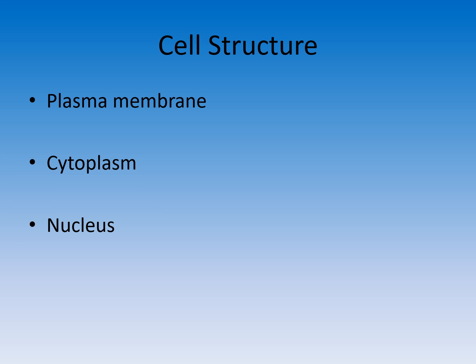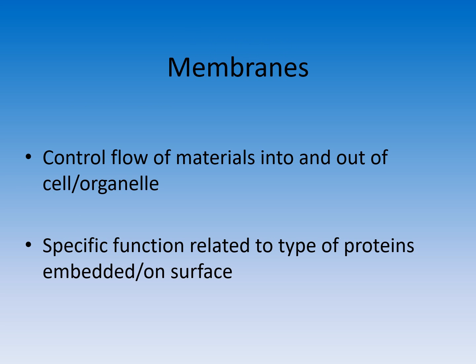So in a very broad division, the structure of the cell, you've got that plasma membrane, you've got the cytoplasm, and then you have the nucleus. Membranes are going to help control what's able to move in and out of either the cell, or if you're looking at the membranes on a specific organelle, it controls what moves in and out of that organelle. What allows it to have a very specific function is directly related to the type of proteins that are embedded in that membrane or on the surface of the membrane.